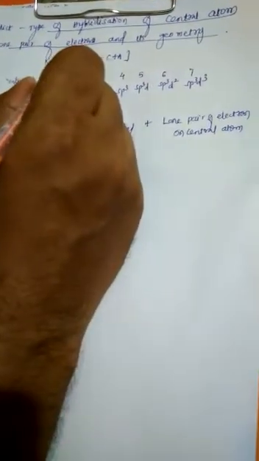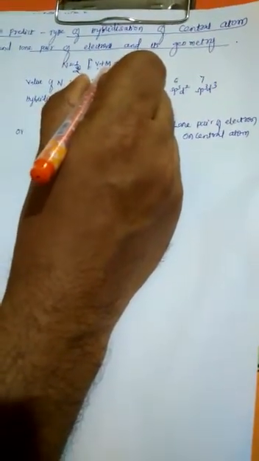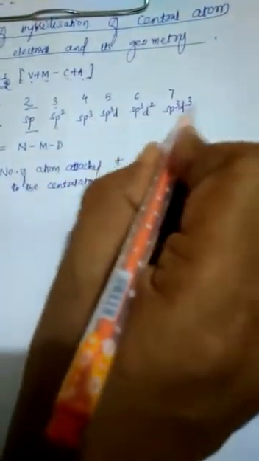You know the formula we are using: n equals 1/2 (V plus M minus C plus A), where n stands for the number of hybridized orbitals, V for valence shell electrons on the central atom, M for the number of monovalent atoms bonded to the central atom, C for the charge on the cation, and A for the charge on the anion. If the value of n is 2, the hybridization state is sp. If it is 3, sp2; 4, sp3. You already know this.